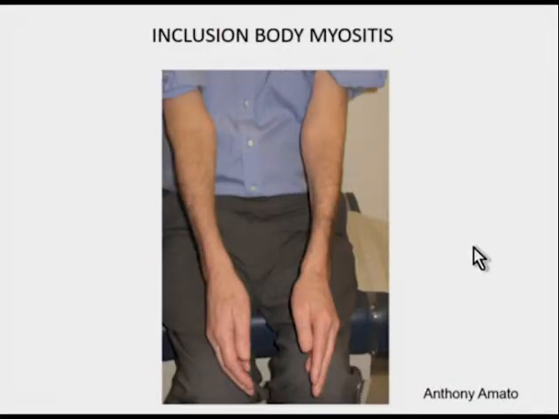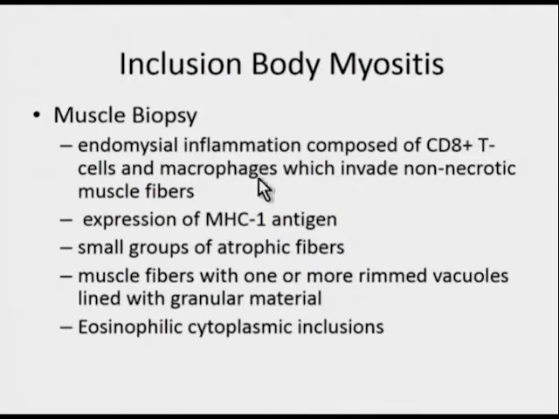Inclusion body myositis is also very distinctive appearing. This is a patient with inclusion body myositis showing severe distal atrophy. On the muscle biopsy for inclusion body myositis, we see endomysial inflammation composed of CD8 positive T cells and macrophages, again invading non-necrotic muscle fibers. We can see expression of MHC1 antigen.